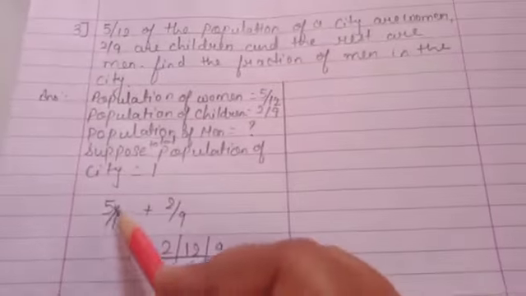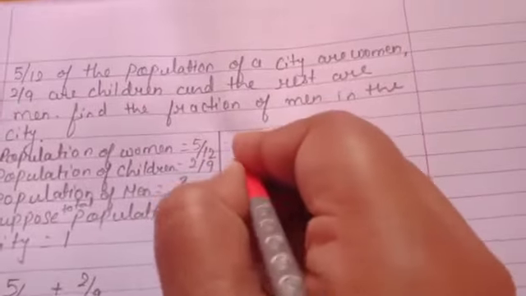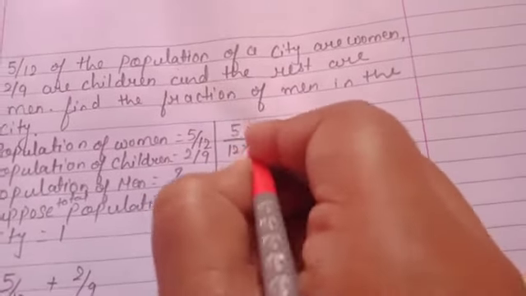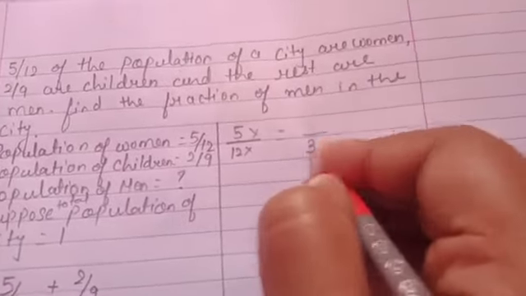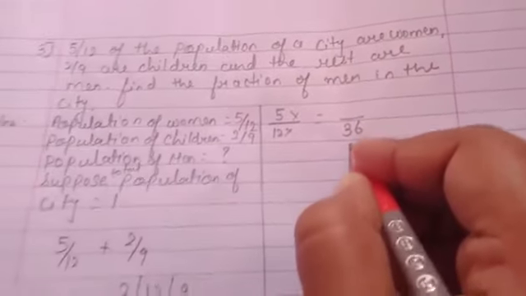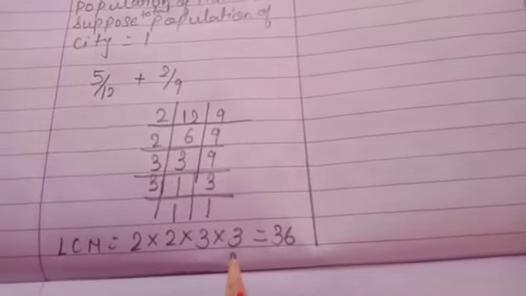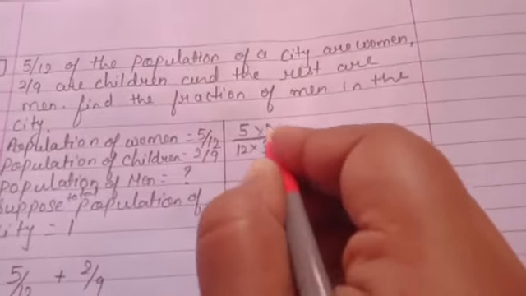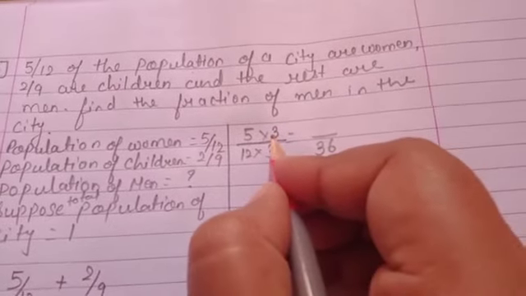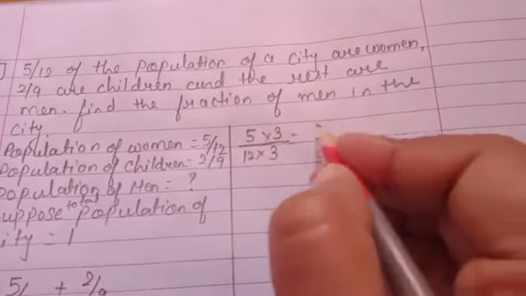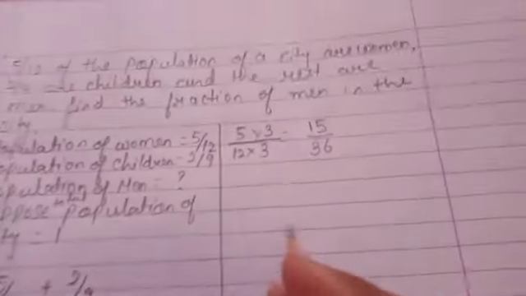So our first fraction is 5/12. What will we multiply to get denominator 36? 12 is there. 2 2s are 4, 4 3s are 12. So which number is left? 3 is left. So we will multiply by 3 in the denominator, and in the numerator also we will multiply. 5 3s are 15.